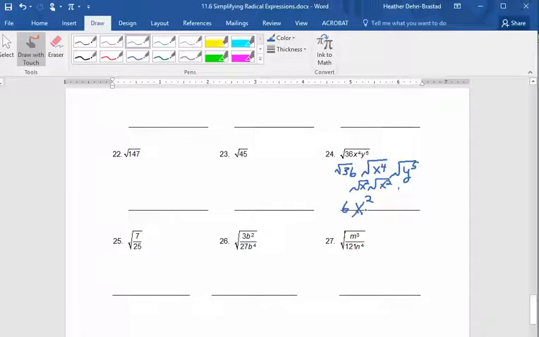Now, y to the 5th, I'm going to rewrite that as the square root of y to the 4th times the square root of y, because y is the same as y to the 1. And the square root of y to the 4th, just like the square root of x to the 4th is x squared, the square root of y to the 4th is y squared. Now, the only square root we have left is the square root of y. That's the only one that could not be written as a perfect square and then simplified. So our whole answer would be 6x squared y squared times the square root of y.